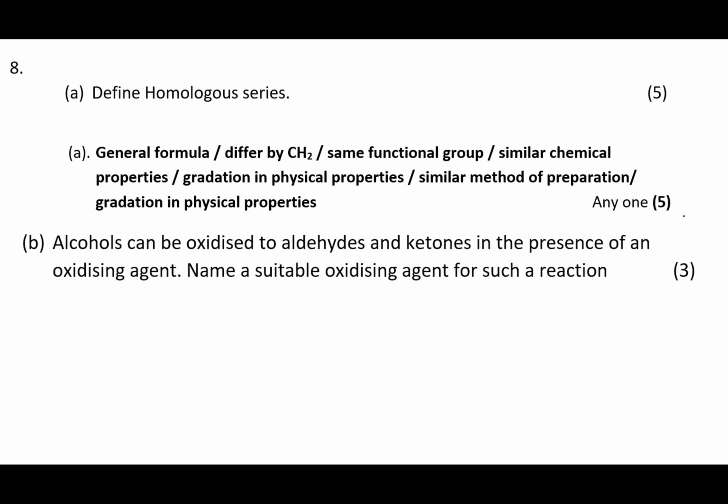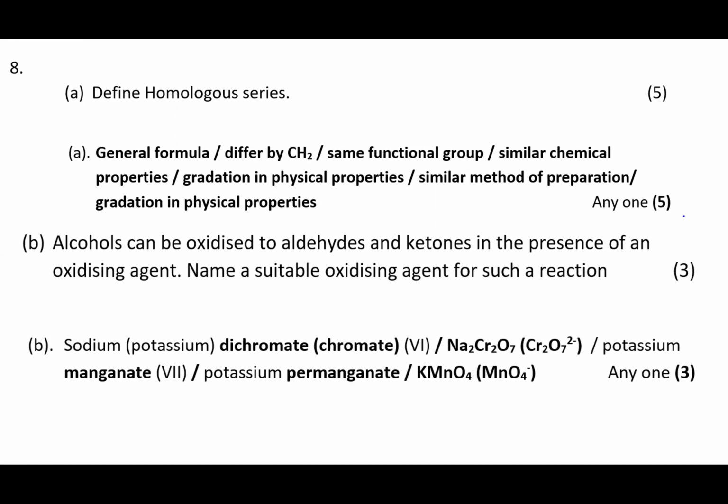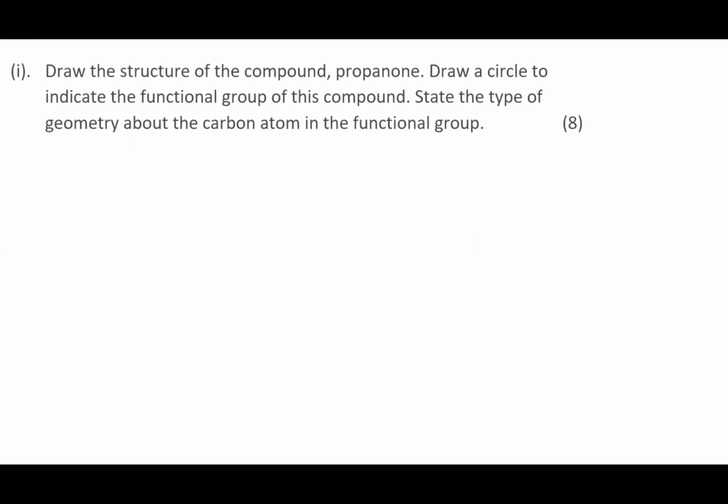Alcohols can be oxidized to aldehydes and ketones in the presence of an oxidizing agent. Name a suitable oxidizing agent for such a reaction. So any one of those: sodium dichromate, or you give the formula for it, potassium manganate or potassium permanganate, and the formula for that. So any one of those for 3 marks.